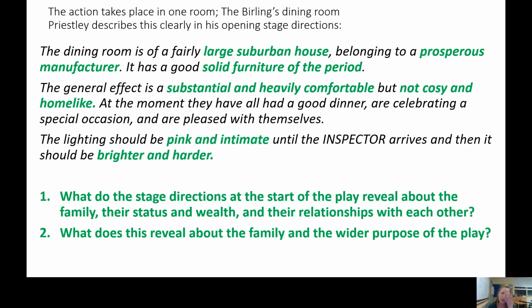So let's have a look at, from the opening stage directions, this description. It should be pretty familiar to you now. I'm not going to read it. You can read it yourself. Of that choice of setting it in the dining room of the Birling household. There are two questions for you to consider and jot down your thoughts. What do the stage directions at the start of the play reveal about the family, their status and wealth, and their relationships with each other? And secondly, what does this reveal about the family and the wider purpose of the play? So you might want to pause the video now and take a moment or two to jot down your thoughts, and then join me again when you're ready.